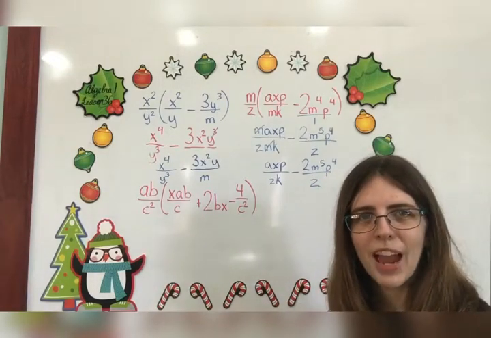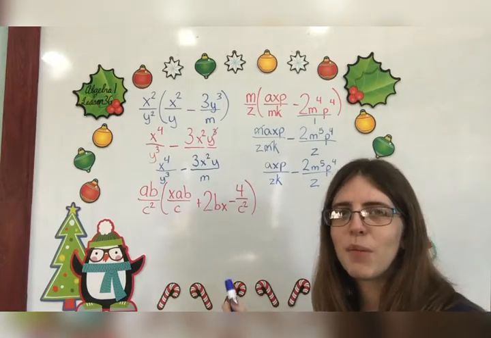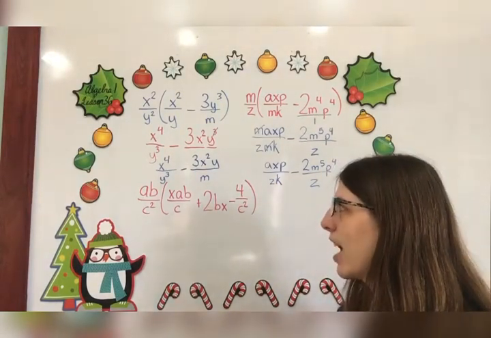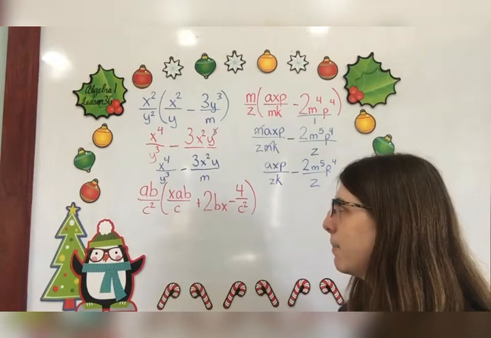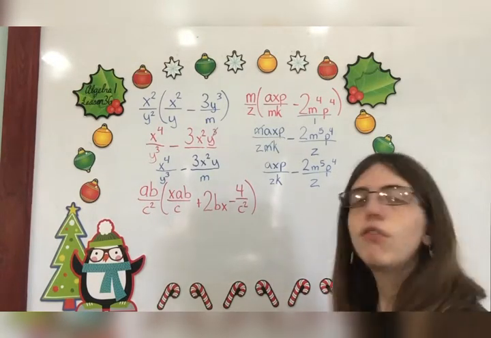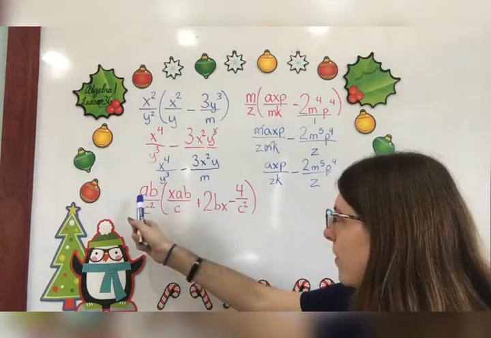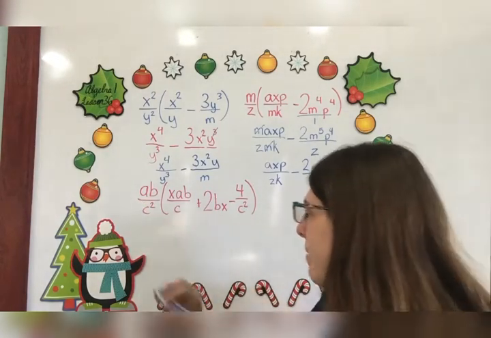Okay? How are we doing? Hanging in there? Let's try one more. I have ab over c squared times xab over c plus 2bx minus 4 over c squared. All right, let's start with the first term, ab times xab.